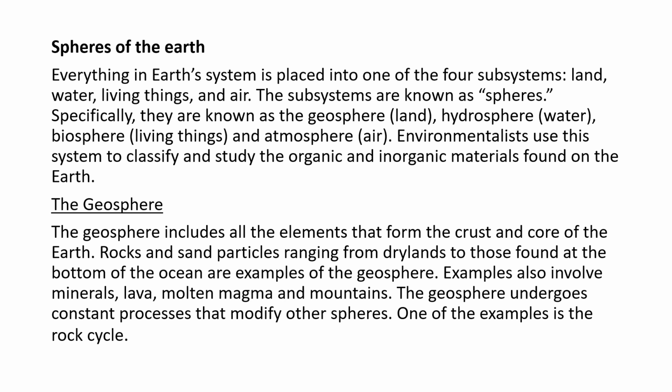First is the geosphere. The geosphere includes all the elements that form the crust and core of the earth. Rocks and sand particles ranging from dry lands to those found at the bottom of the ocean are examples of geosphere. Examples also involve minerals, lava, molten magma, and mountains. The geosphere undergoes constant processes that modify other spheres. One of the examples is the rock cycle.